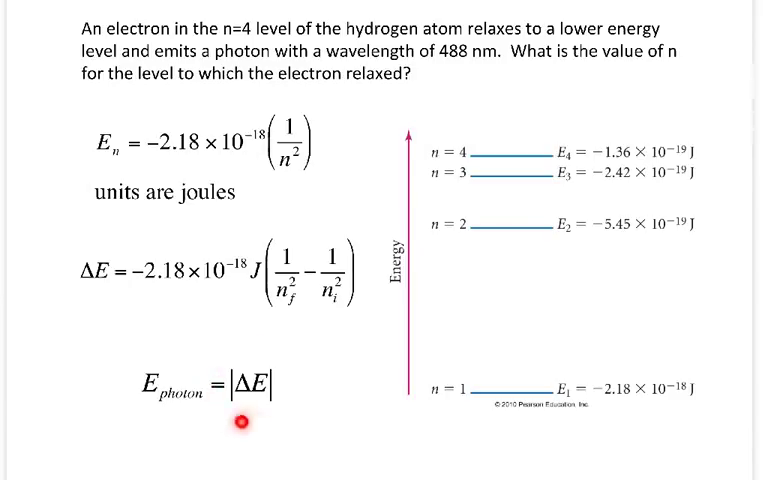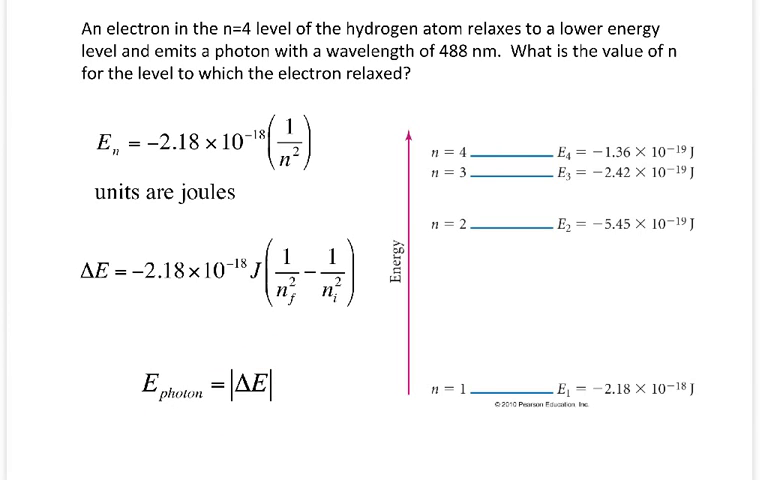Now, the reason I have this in absolute values is because the energy of a photon is always going to be positive, but the change in energy for the atom or the electron is going to be negative when it emits a photon. So when it goes from a high energy level to a lower one, it's losing energy, so delta E is going to be negative. When it goes from low to high, the change in energy is going to be positive. So I need to keep that in mind. When a photon is emitted, delta E will be the negative of the photon energy. When a photon is absorbed, delta E will be the positive of the photon energy.